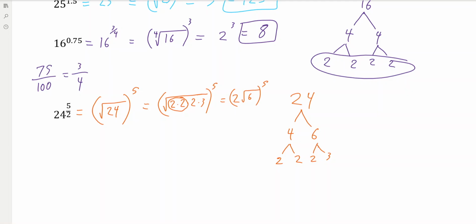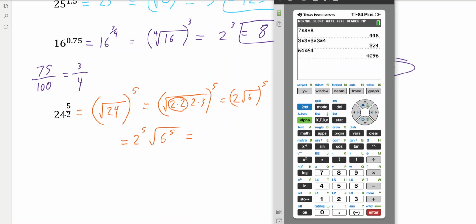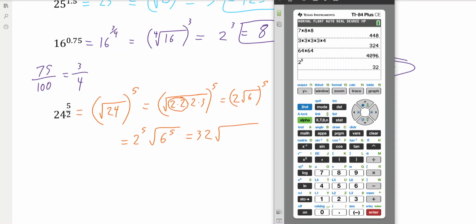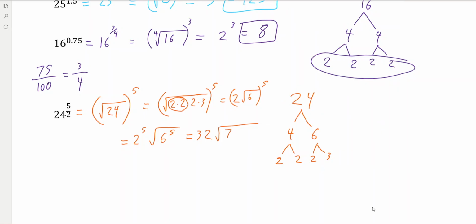Okay, and now we've got that 5 up top. So we're still going to have to deal with that 5. So if we do 2 to the 5, let's write it out like this, actually, so we can all see it. 2 to the 5. Okay, and then 2 to the exponent 5 is 32. And then square root of, and then 6 to the exponent 5 is 7776. And so this is our final answer.